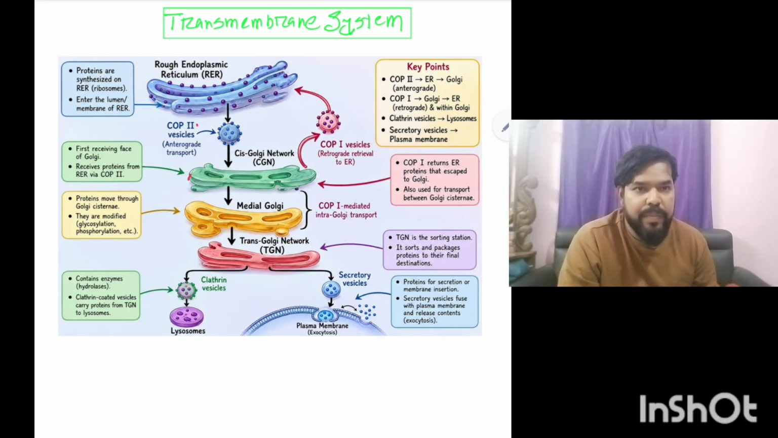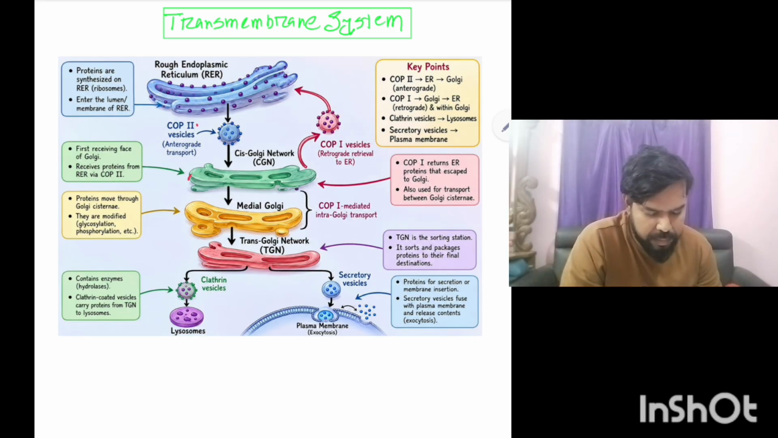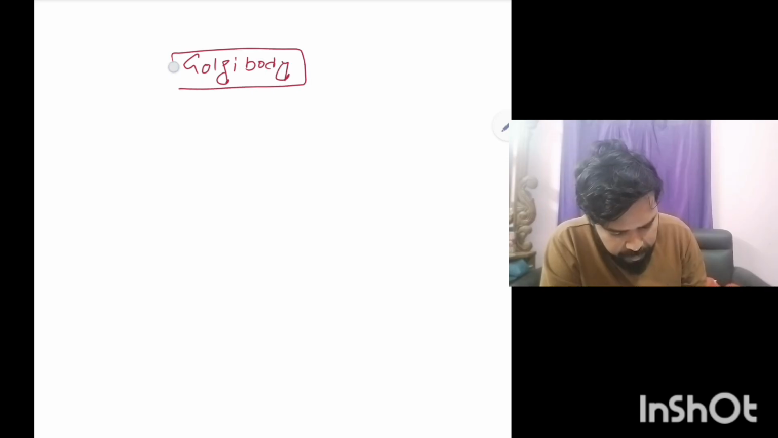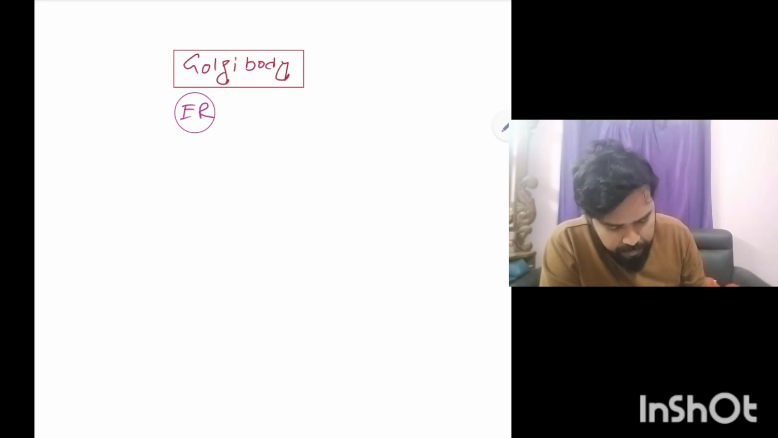By this transmembrane system, the organelles are helping in the transport of proteins and some essential materials through the Golgi body, endoplasmic reticulum, and the lysosomes. So these things help in the functions of the lysosome. What are the organelles involved in this transmembrane system? We need to know. The first organelle is the Golgi body, or you can say Golgi apparatus, the second one is the ER, that is the endoplasmic reticulum, obviously rough endoplasmic reticulum, and the third is the lysosome.